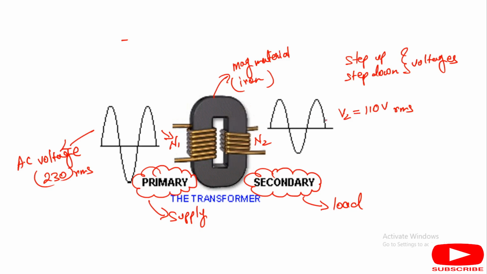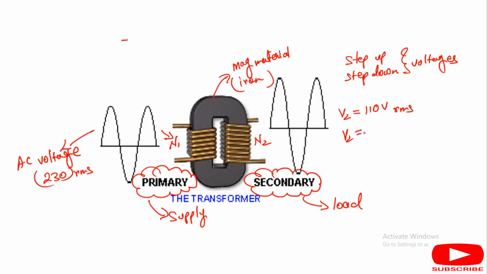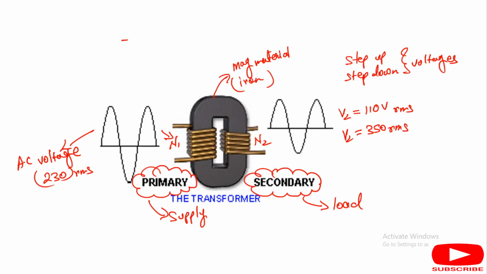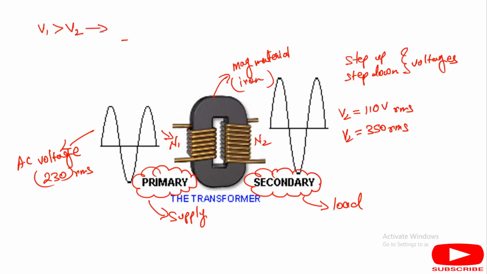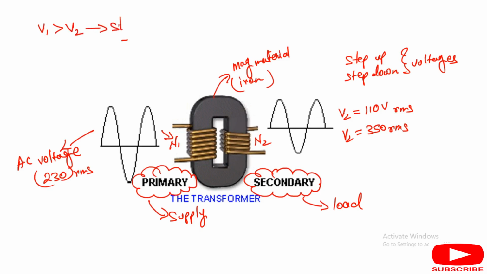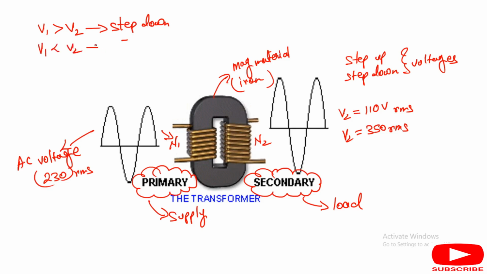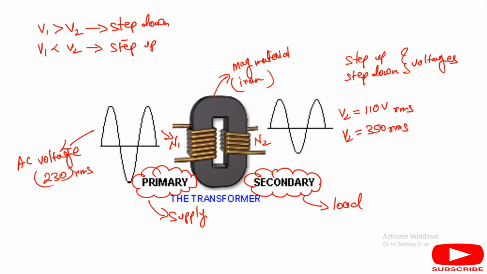And when we get the secondary side voltage more than the primary side voltage like 350 volt RMS, that means this kind of transformer is called a step up transformer. It means when V1 is greater than V2, it is a step down of the voltage, or we can say a step down transformer, and when V1 is less than V2, it is a step up of the voltage, or we can say a step up transformer.